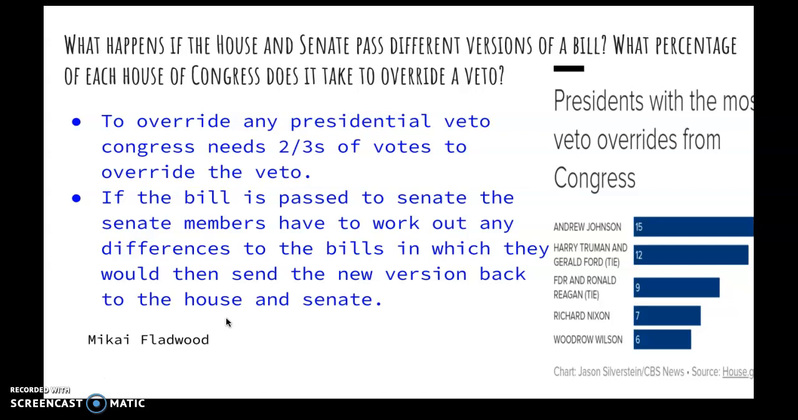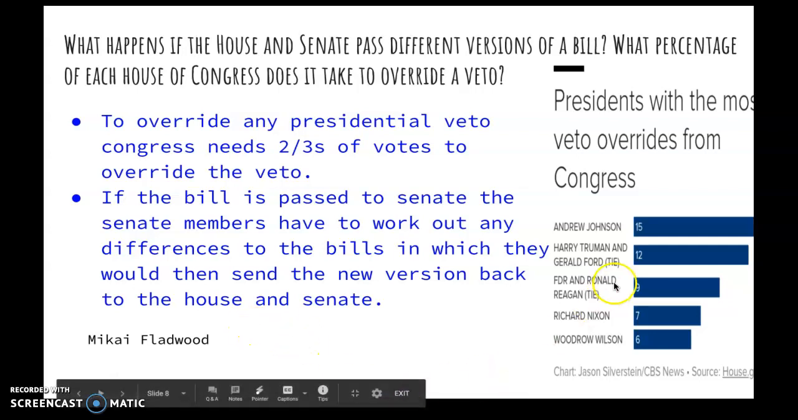If the president says no, it then goes back to the House of Representatives and the Senate, where they can vote on it again and try to pass it. But in this case, instead of 50%, they need two-thirds of the House of Representatives and the Senate to vote in order to pass that bill. It's not very common for a president's veto to be overridden, but it does happen occasionally, and you can see this nice little graphic over here.